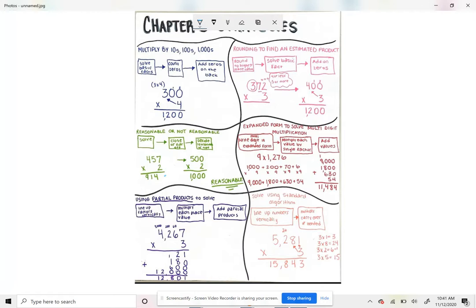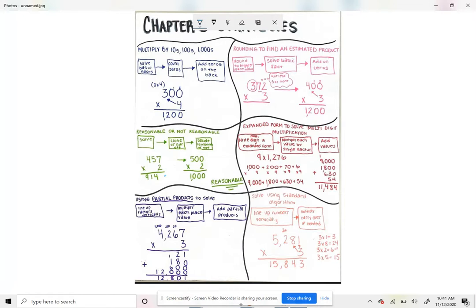Expanded form to solve multi-digit multiplication. So we need to write the multi-digit number in expanded form first. So I need to take 1,276 and write 1,000 plus 200 plus 70 plus 6. Then I need to multiply by the single-digit factor. So 1,000 times 9, 200 times 9, 70 times 9, and 6 times 9. So I get 9,000, 1,800, 630, and 54. Then I add all these values together, and my product is 11,484, okay?